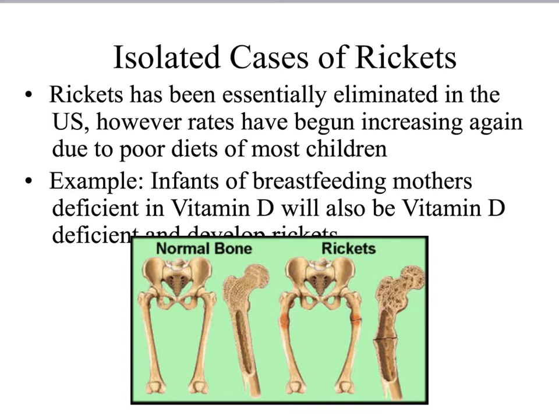like that. Infants of breastfeeding mothers could also be vitamin D deficient and develop rickets. So it's important if a mother is breastfeeding that she supplements her diet with extra vitamin D so that the baby can have some as well. And that the baby also gets a little bit of sunlight each day because the sun stimulates the skin to produce vitamin D.